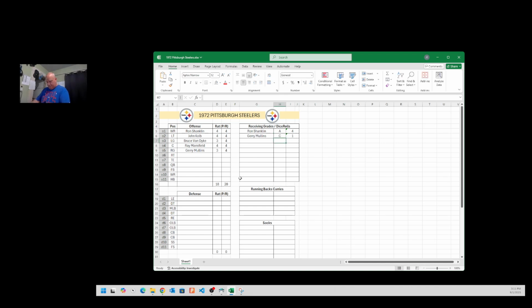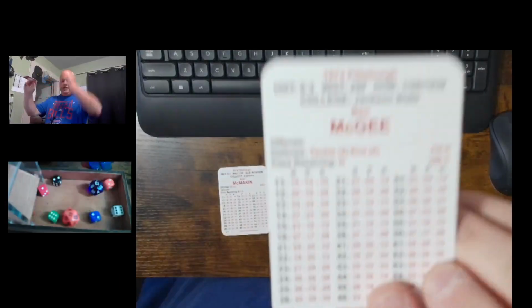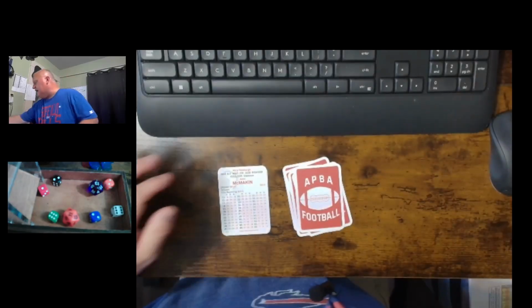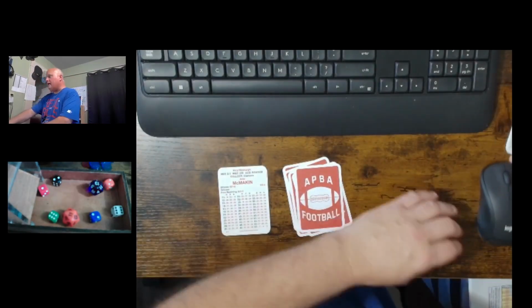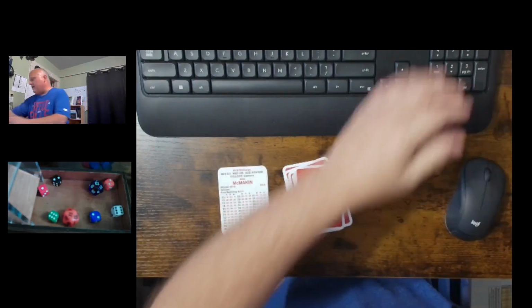Okay, and then we got Ben McGee. You know what? Ben McGee's a defensive guy. I mixed him up. I do that every now and then with the tackles. Yeah, let me see here. Yeah, Ben McGee. He's on defense. He's not on offense. So let's put him to the side. Let's find a new offensive lineman. I need a right tackle. And there aren't very many of them.